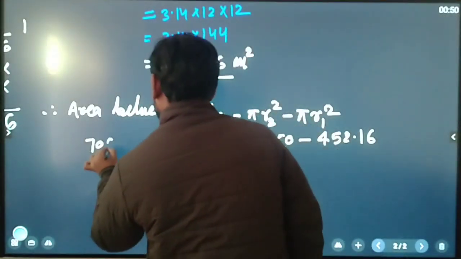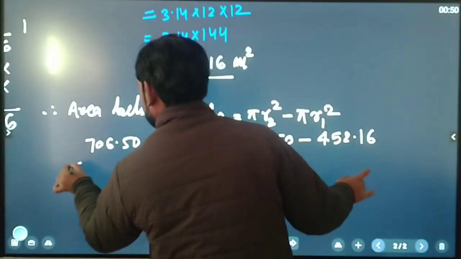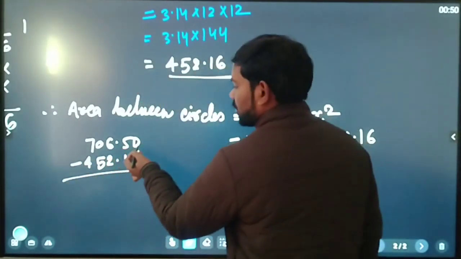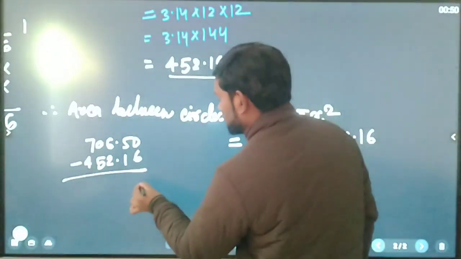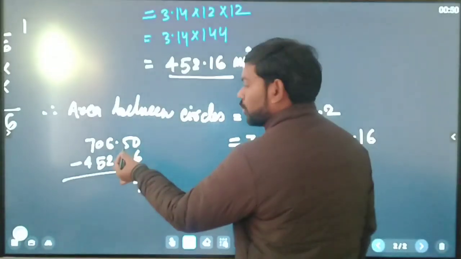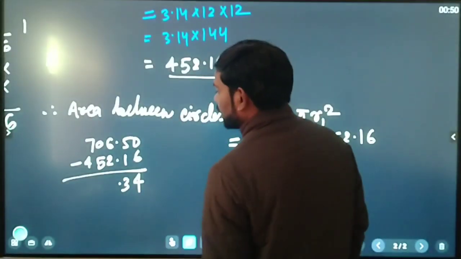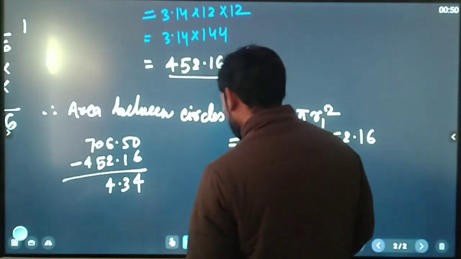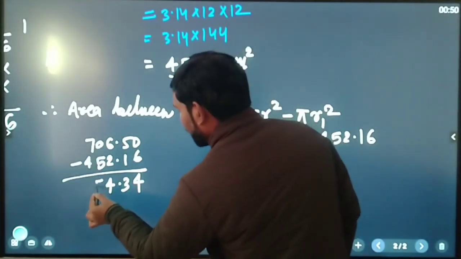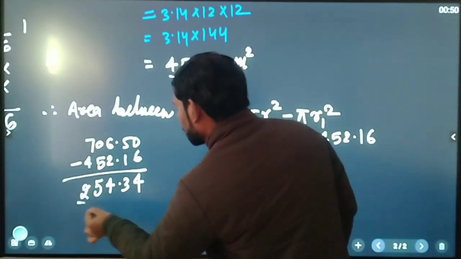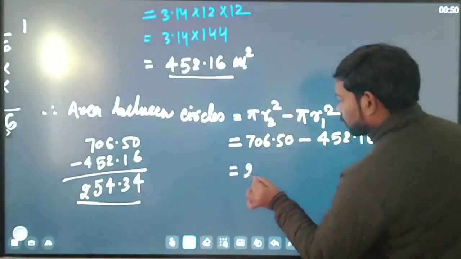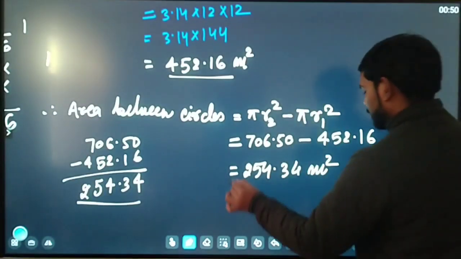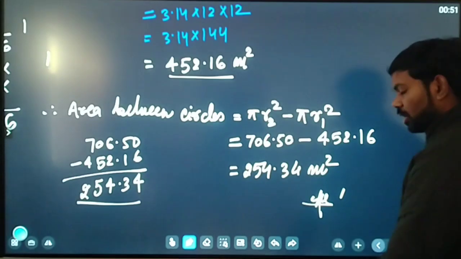Here we write 706.50 minus 452.16. This 5 will give borrow to 0, it becomes 10 and 10 minus 6 is 4. And here 4, and 4 minus 1 is 3. 6 minus 2 is 4, and this will give borrow and we get 10. 10 minus 5 is 5, and 6 minus 4 is 2. Therefore we get the result as 254.34 meter square. And this is the result of this question.